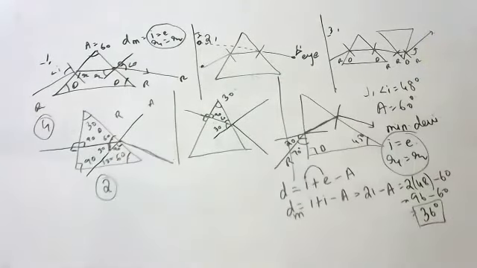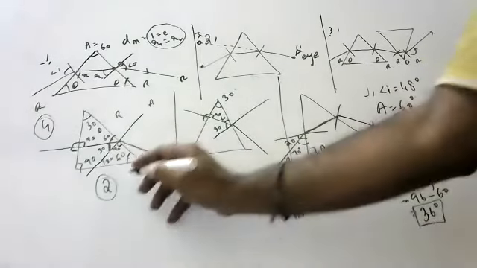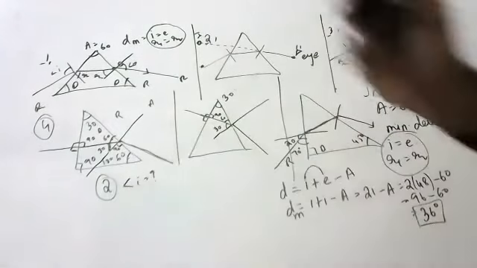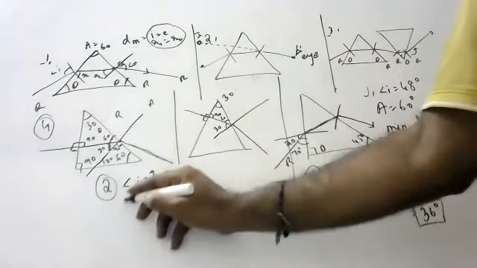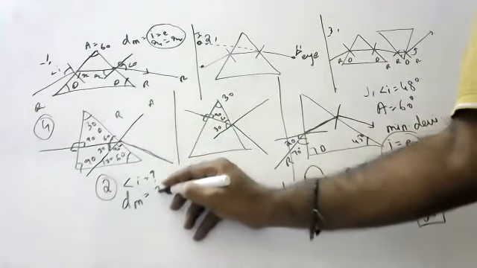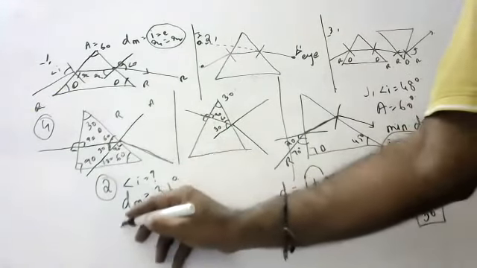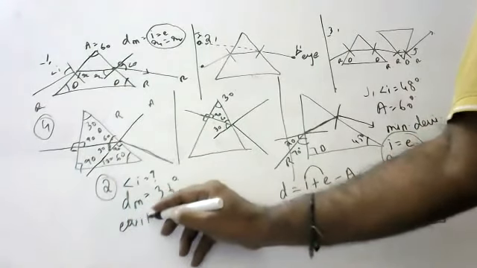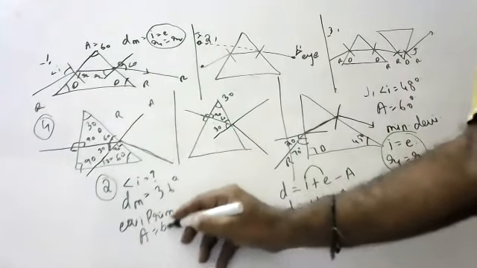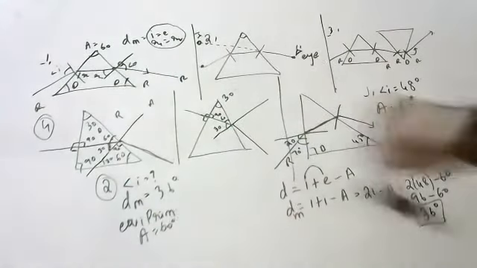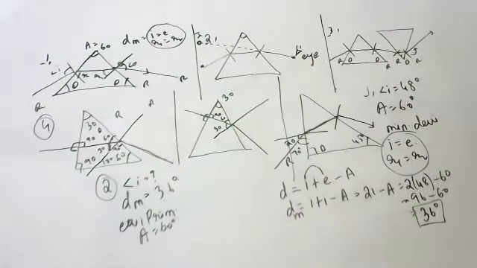One more sum I will tell, children. What should be the angle of incidence for a ray of light which suffers minimum deviation of 36 degrees through an equilateral prism? What do you mean by an equilateral prism, anyone? The angle of prism is 60 degrees. The question is to find the angle of incidence. Will you tell or shall I do, children?